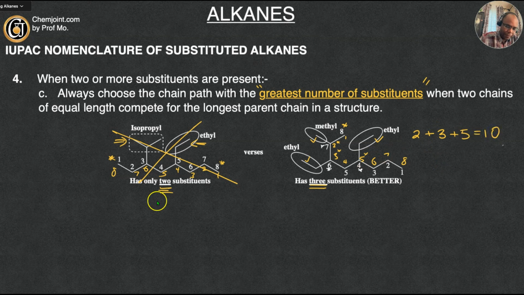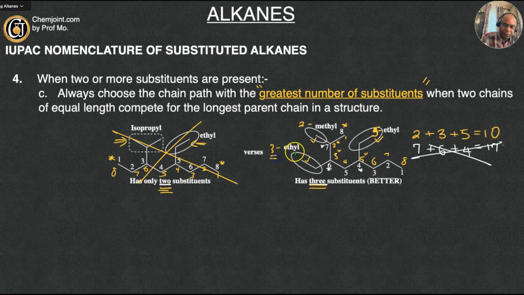I sum these up, I get 10. With the white numbering, I have something on 7 where 2 was, I have something on 6, and I have something on 4. So that gives me a total of 17 with the white, and a total of 10 with the yellowish. So I want to go with the yellowish numbering, and the correct name of this has a 2-methyl, a 5-ethyl, and then a 3-ethyl.